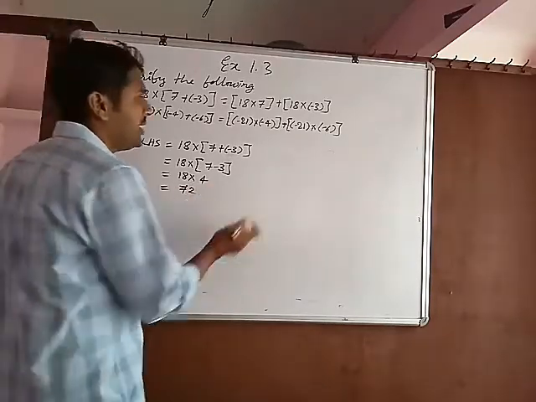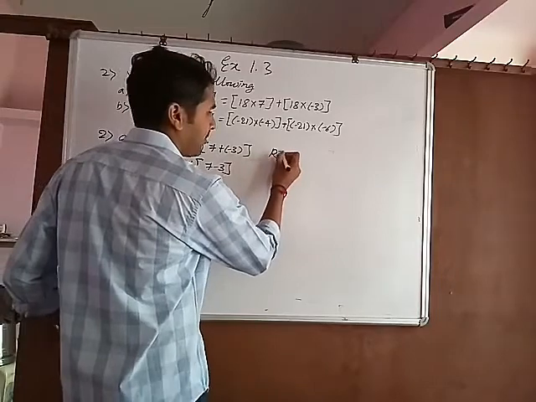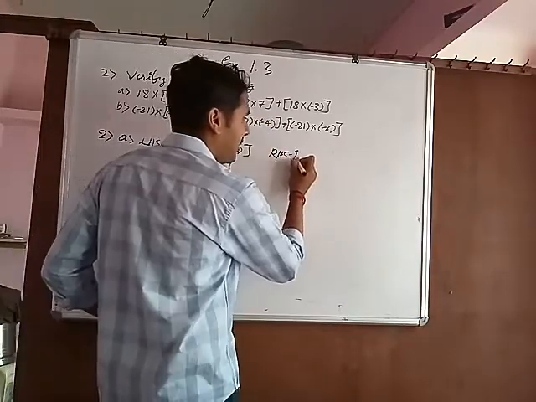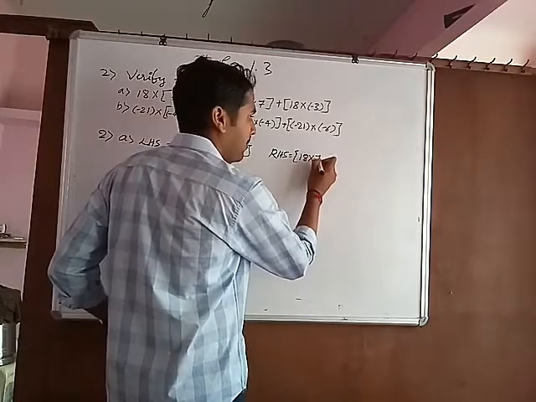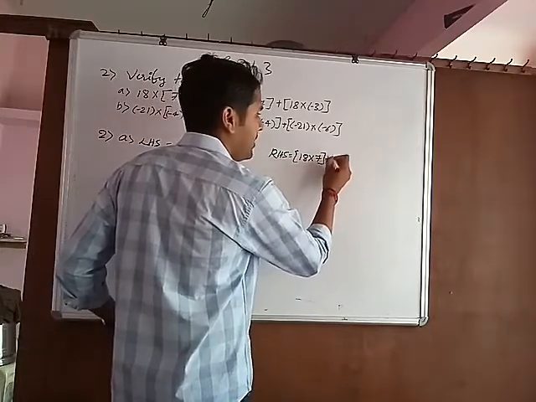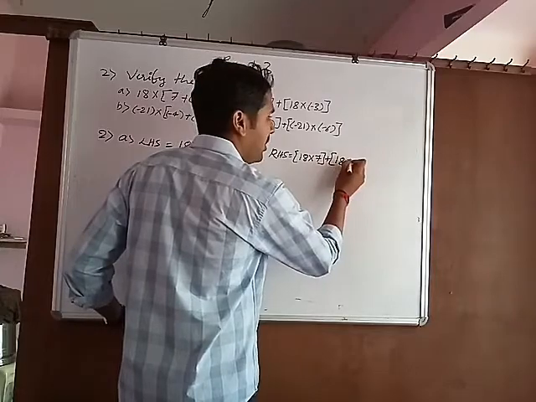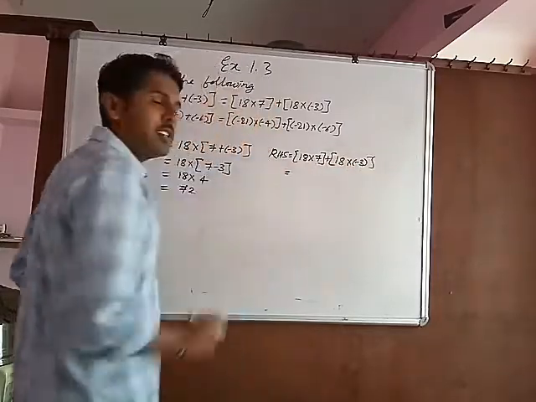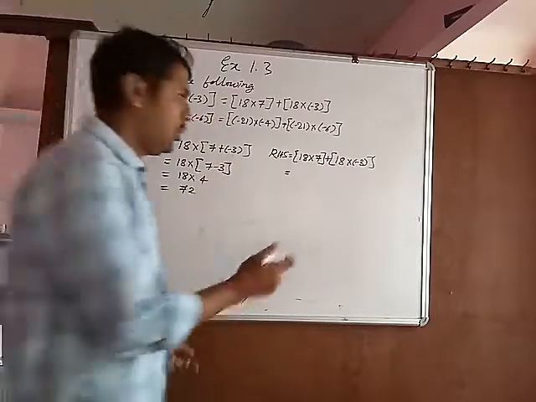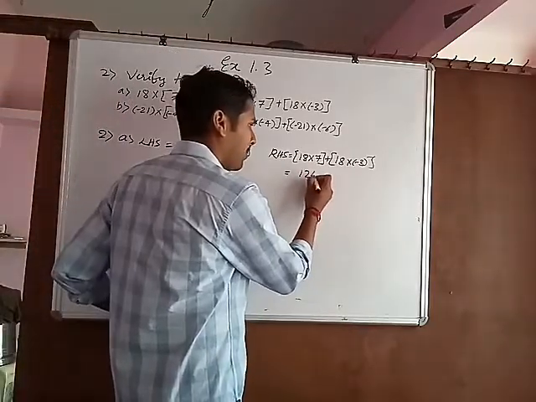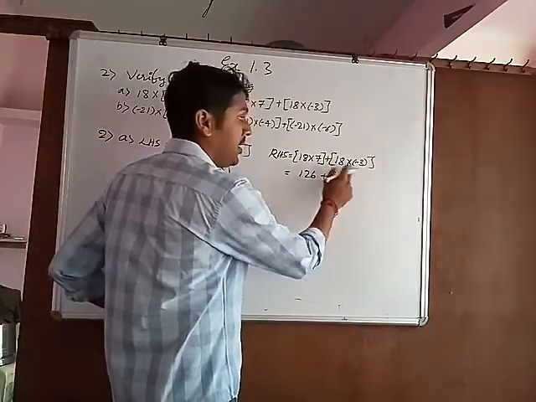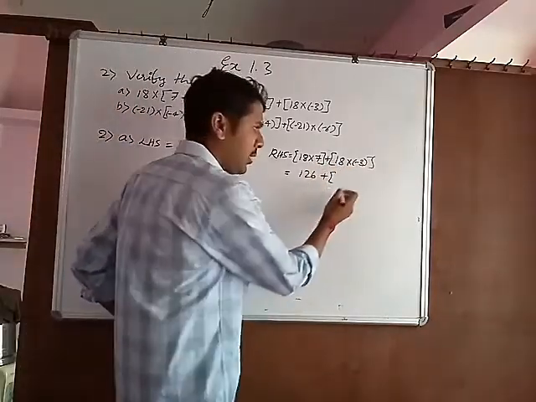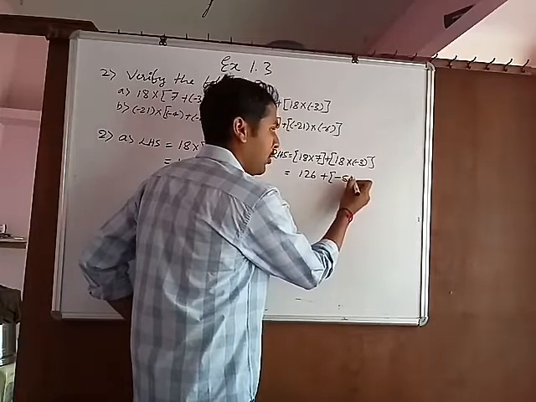So now solve the RHS. So what is the RHS? 18 into 7 plus 18 into minus 3. Solve this one. 18 sevens are how much? 126, plus bracket 18 into 3 is 54, plus into minus. What is the answer? Minus 54.